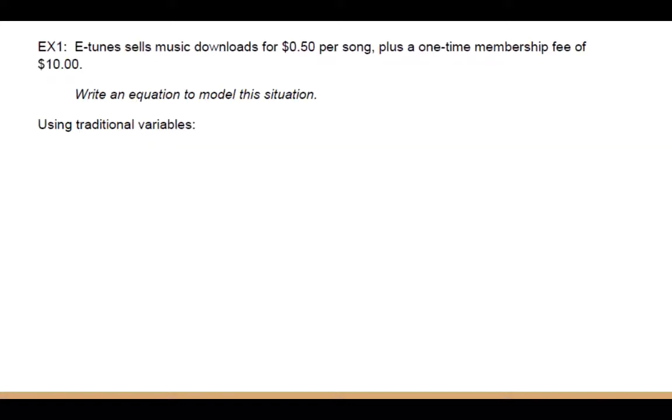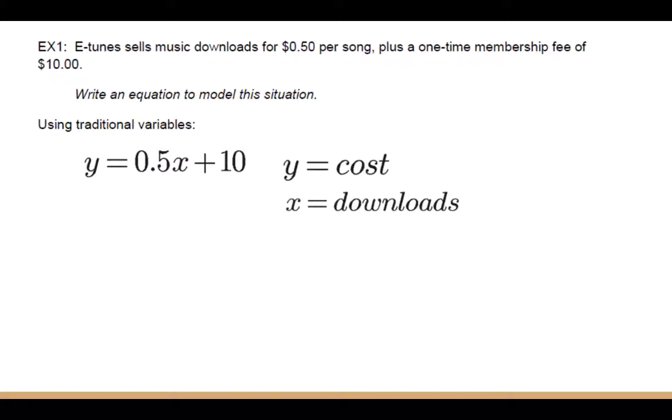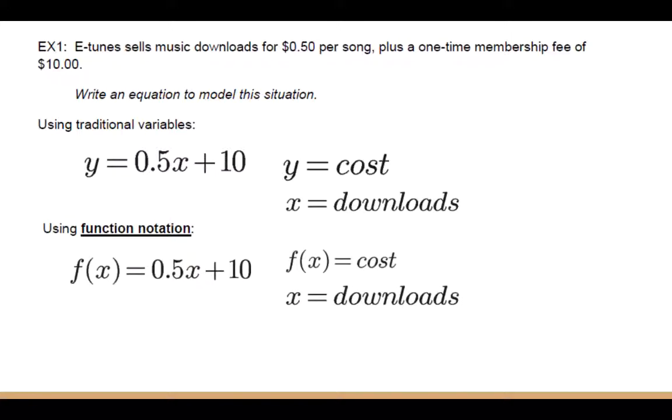I'll show you an example of a real world problem. Not so real anymore, I don't think. Say we have a membership fee of $10 and we can make downloads for 50 cents. Using traditional variables, we might say: let x represent the downloads, let y represent the cost, so we have y equals mx plus b, where 50 cents is our slope and $10 is our fixed cost. Using function notation, it looks very similar. It's just that the y is replaced by f(x). So f(x), we call it, would be the cost instead of y.